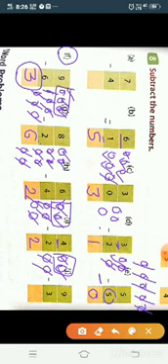Now students see, 9 minus 3. What will we be doing here? We will draw 9 circles.